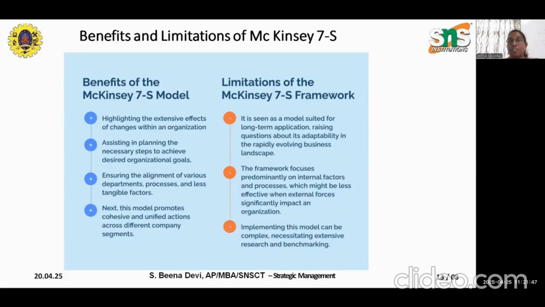Now the limitations. This model is suited for long-term application. This is not for short-term plans. This framework focuses predominantly on internal factors, and external factors are not considered, or are considered very little. Finally, implementing this model can be very complex, and it involves much cost. So these are the limitations of the McKinsey framework.